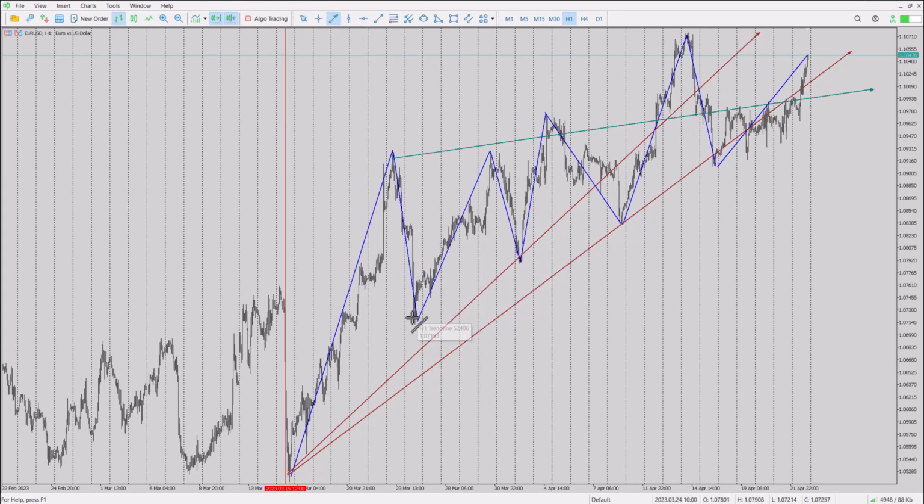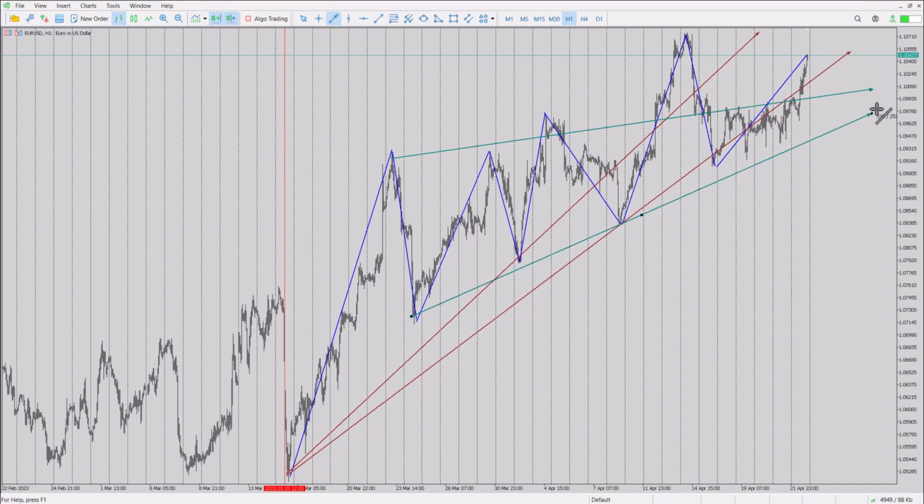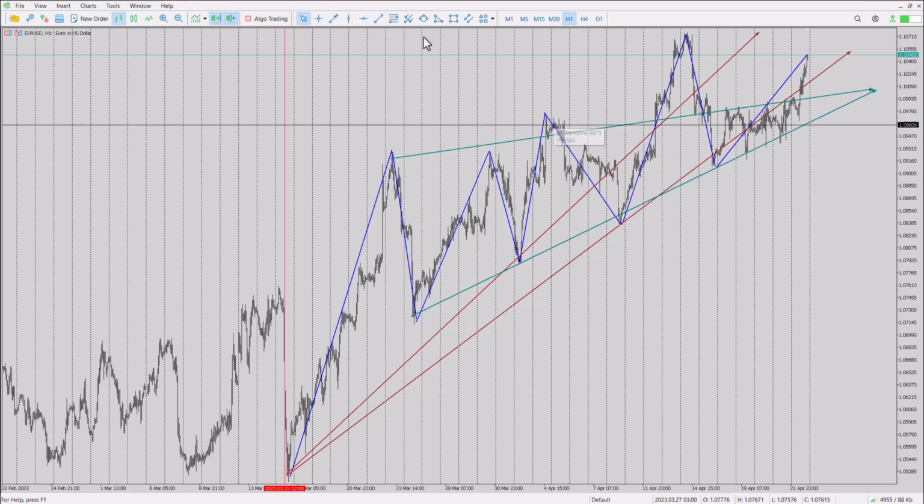We can connect these lows together. Yeah, that's a good one. It's a very good support line. Now, the end of this price chart is the most important thing for us. But if we don't have these highs and lows, we can't decide where the price is. So we need some support lines as well. Connect these.